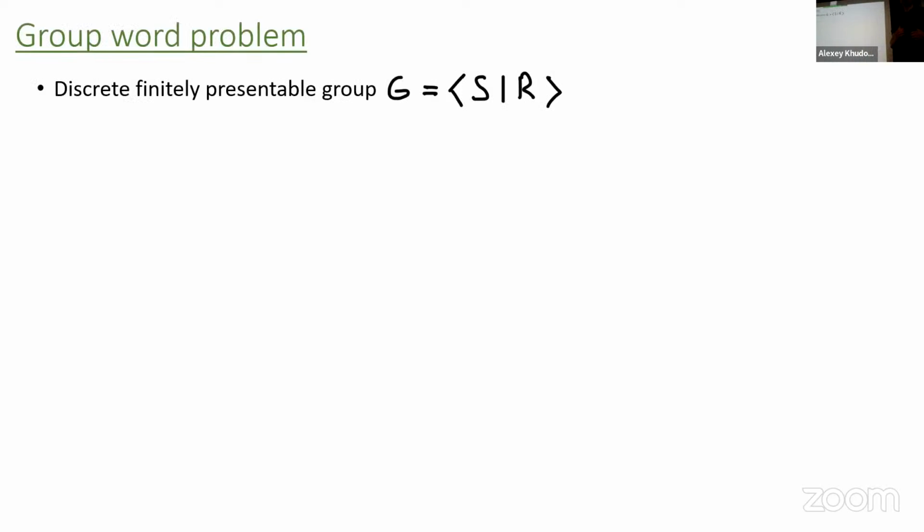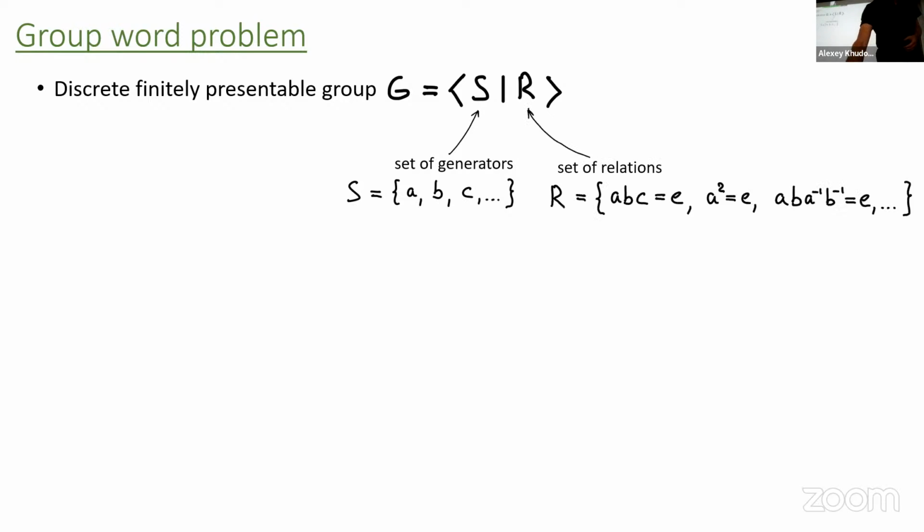So let's take a discrete, finitely presentable group. And typically people write it like this. G is the group, and then this capital S is a set of generators that generate this group. And R is a set of generating relations.